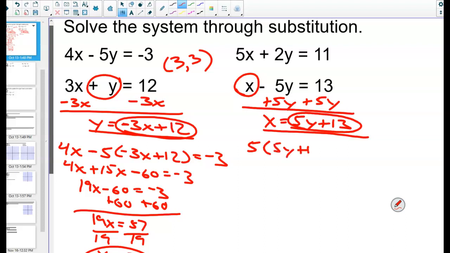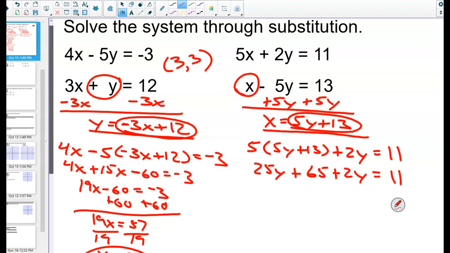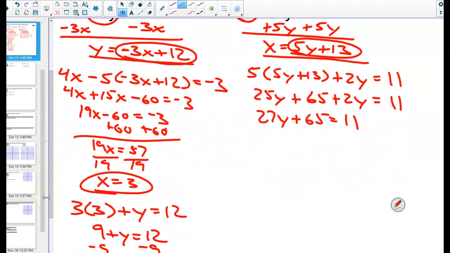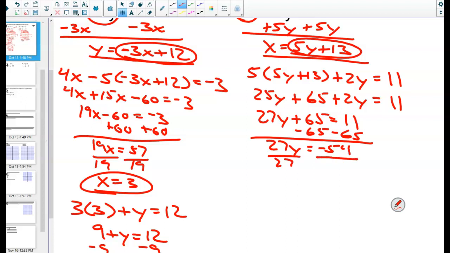5 times 5y plus 13 plus 2y equals 11. We distribute. 25y, 5 times 13 is 65. You have a calculator, so there's no reason why you can't do this. Okay? None. We combine like terms. 27y plus 65 equals 11. We subtract 65. 27y equals a negative 54, and we divide by 27. Y equals negative 2.